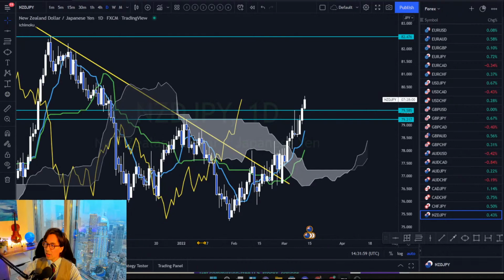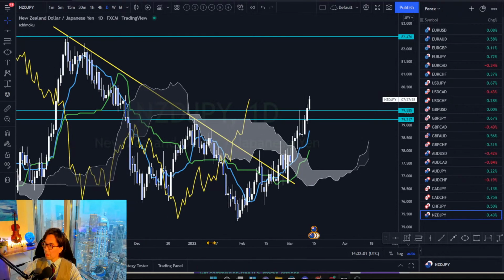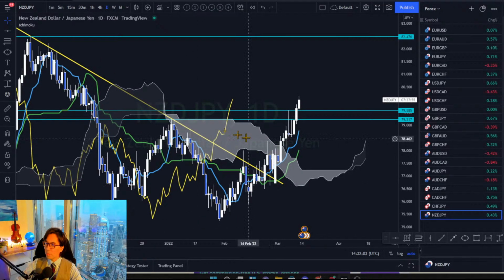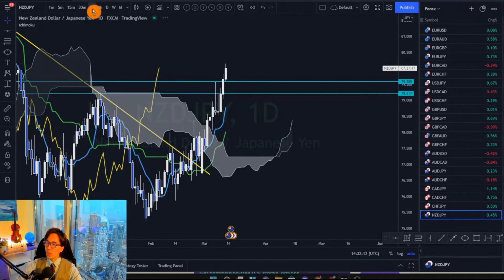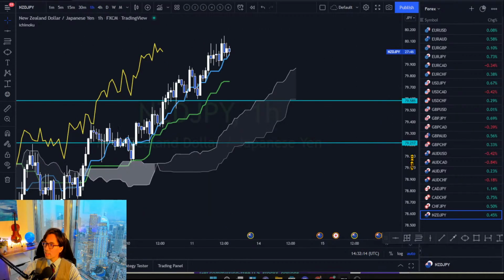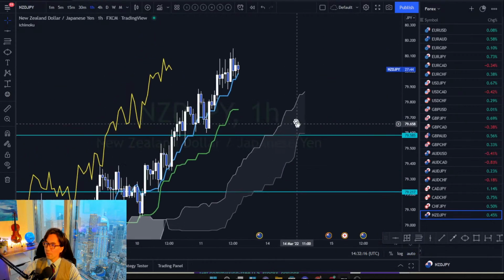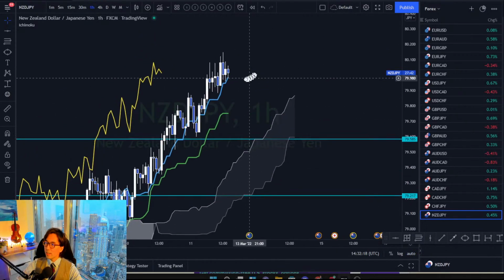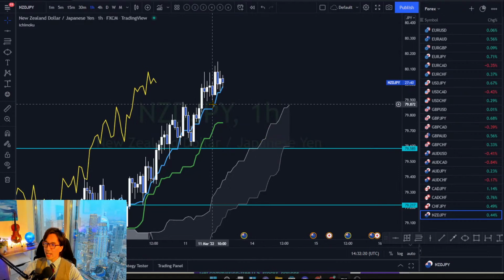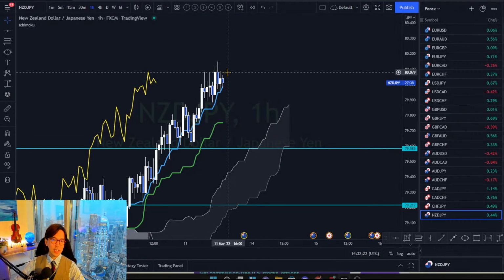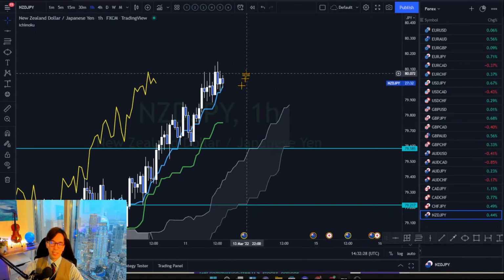I think I talked about this one yesterday or the day before, but it broke the neckline of the double bottom, and now it looks bullish. So let me see. In 1 hour, it's now ranging, consolidating for the last 3 hours. But the Kumo is bullish, Tenkan-sen has been bullish too. So I think we can still look for the buy chance. But once the market breaks Tenkan-sen, then we better exit.